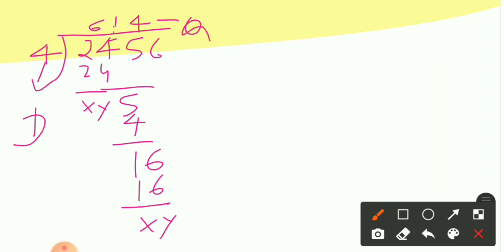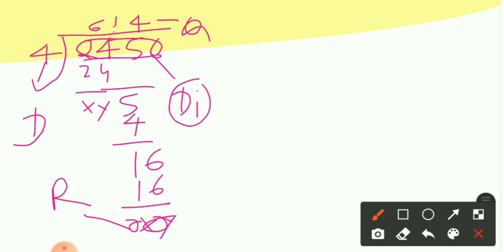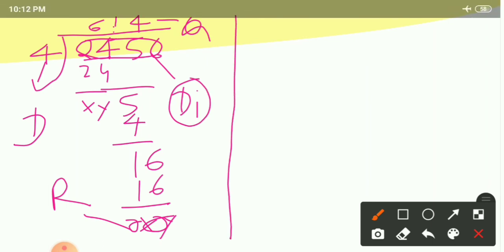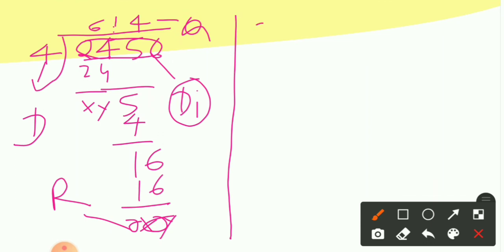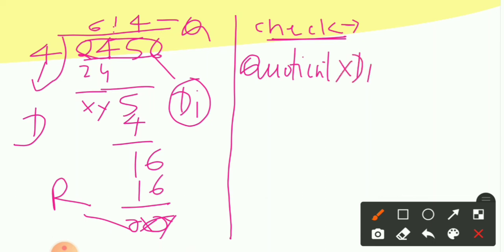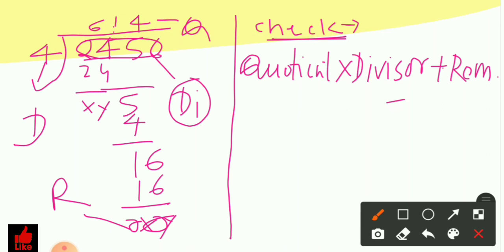4 is our divisor. 0, here is 0. So it will be our remainder, and 2456 is our dividend, right? So to check that 614 is the correct answer or not, what do we have to do? We have to make a formula here. So which type of formula? Quotient multiplied with divisor, and we have to add this with the remainder, and that should be equal to our dividend. Okay, so it is our formula.